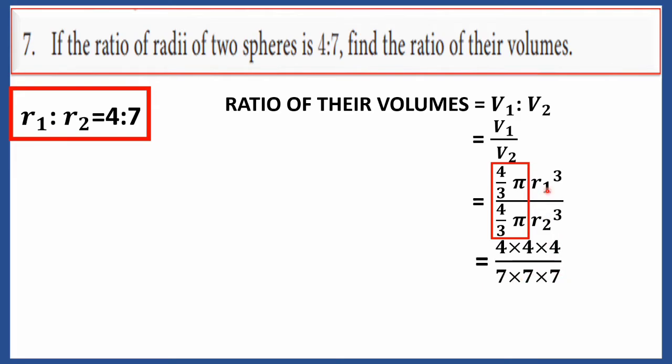You have to find the cube of r1 and r2. 4 4s are 16. 16 4s are 64. 7 7s are 49. 49 into 7, 343. So ratio of the volumes equal to 64 is to 343.